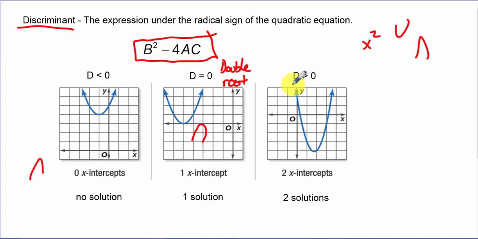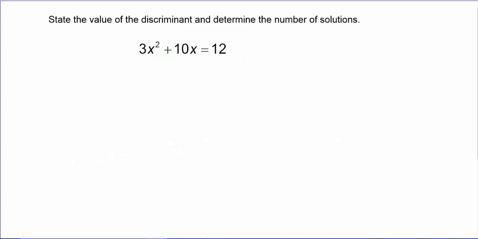Finally, if the discriminant is greater than 0, then you'll have a parabola that crosses that x-axis twice, either like this or it could go something like this. And in that case, you're going to have 2 x-intercepts or 2 solutions, 2 roots, etc. It's not super helpful, but it gives you an idea what it's going to look like.